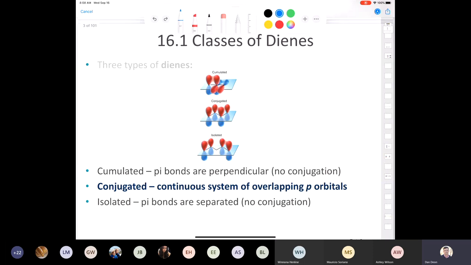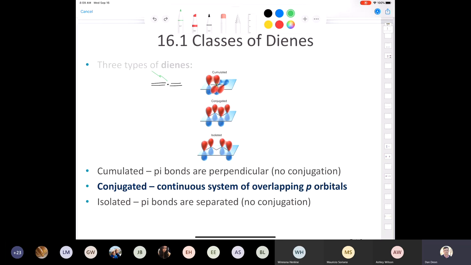So in the cumulated system, this is the cumulated system, and I can pencil it in here. You have a double bond, and then you have another double bond. Well, if you think about this carbon right here, that carbon in the middle, there's going to be two p orbitals there, and they're not going to be able to be right on top of each other. And so we have this 90 degree angle between the two p orbitals here on that carbon in the middle of the cumulated diene.